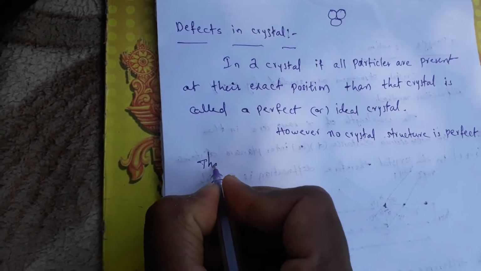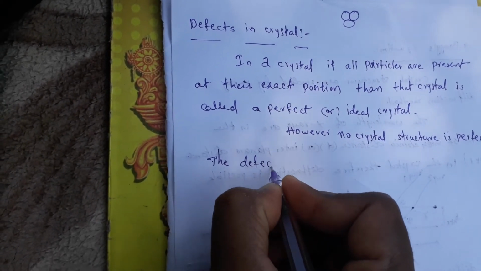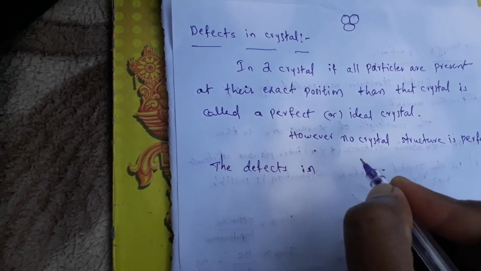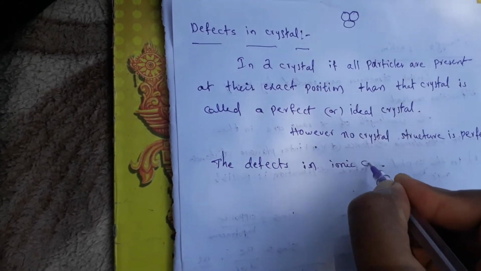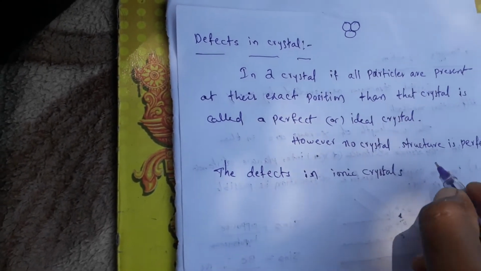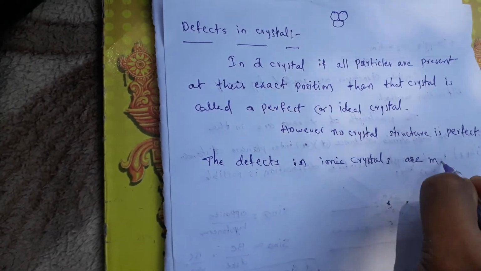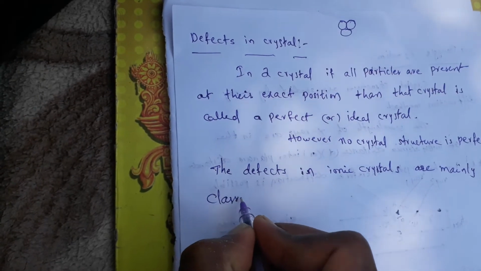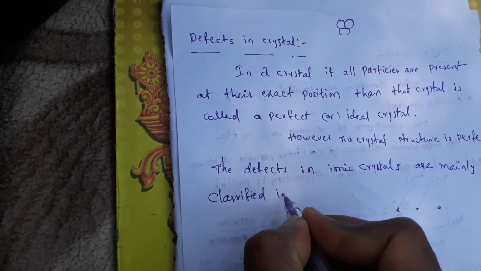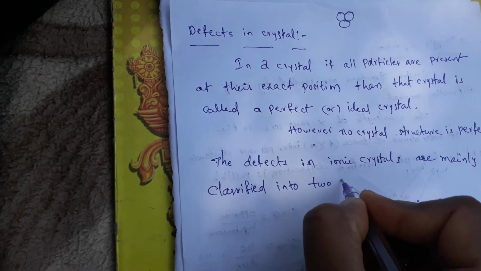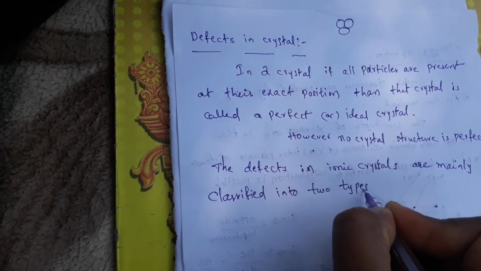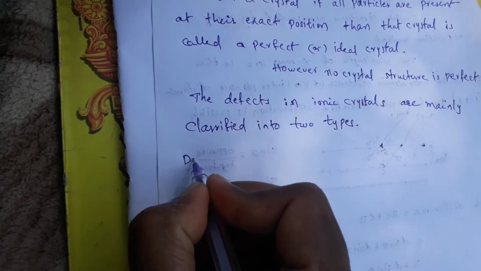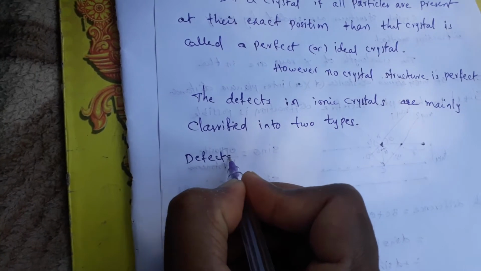Defects in ionic crystals are mainly classified into two types. What are the two types? If you see here, in ionic crystals, the two types are defects in stoichiometric compounds and defects in non-stoichiometric compounds.